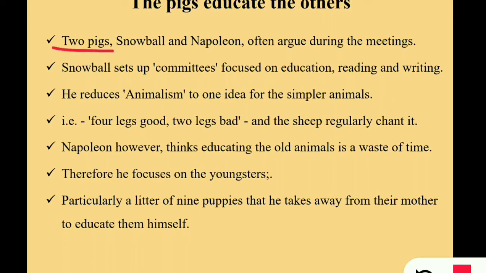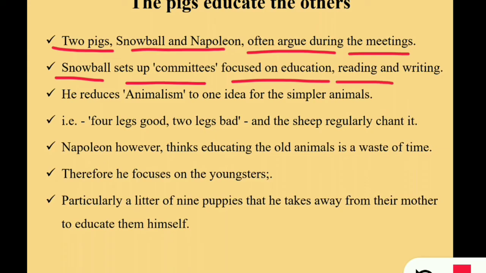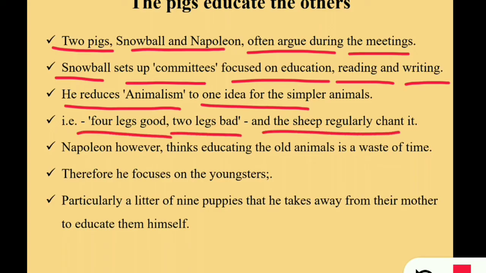Two pigs, Snowball and Napoleon, often argue during the meetings. Snowball sets up committees, focusing on education, reading and writing. He reduces animalism to one idea for the simpler animals, that is, four legs good, two legs bad. And the sheep regularly chanted. Here, there were good politicians as well who used to focus on reading, writing and education of the common people. But it was not sustained.